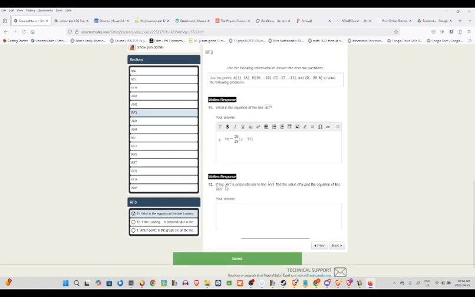So now, AC is going to be perpendicular to BD. So we need to find the value of K in the equation of line BD. If AC has a slope of 29 over 28, the perpendicular line has to have a slope of negative 28 over 29.